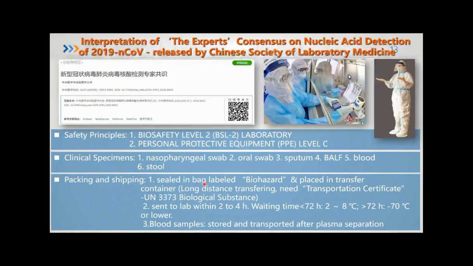The Chinese Society of Laboratory Medicine published the expert consensus on nucleic acid detection of 2019 novel coronavirus in the Chinese Journal of Laboratory Medicine in early February, to direct the doctors and technicians in the epidemic areas on how to protect themselves during taking samples from patients and transferring samples to the lab, and also how to handle different types of specimens with extra care, and how to improve the detection rate. And I think the American CDC also has its own guidelines.